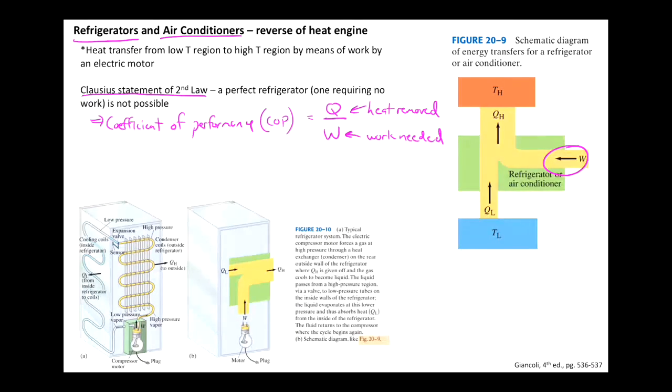And if you think about it, that just makes logical sense. Compared to how much effort or work I have to do, how much energy I have to put in, how much heat am I able to move? It's never going to be 100%. There's always going to be some losses that are involved.